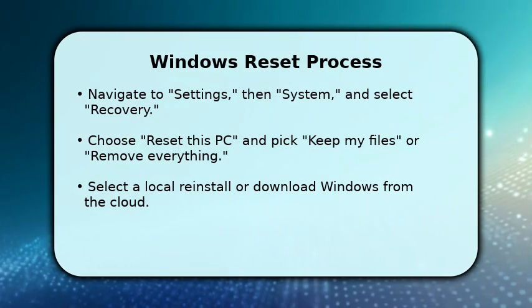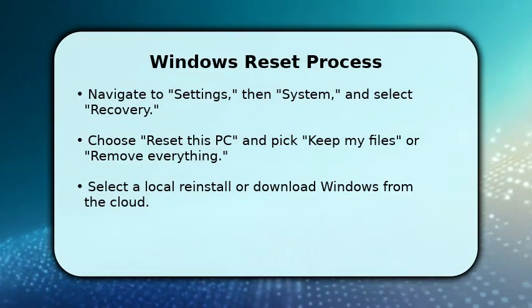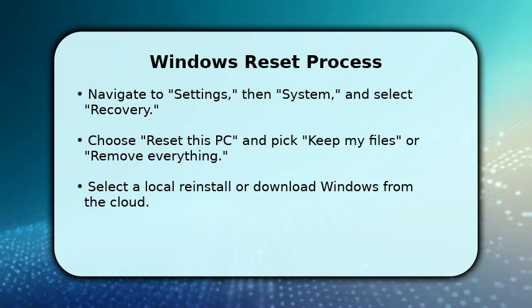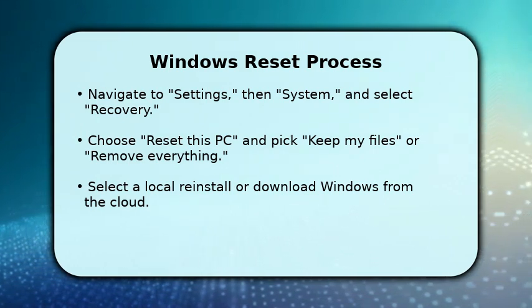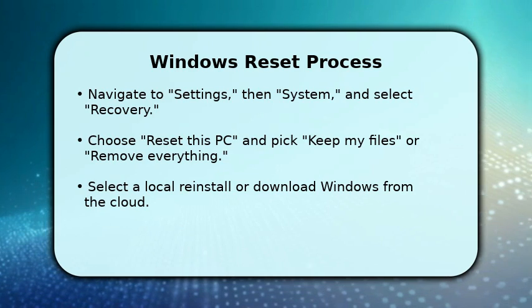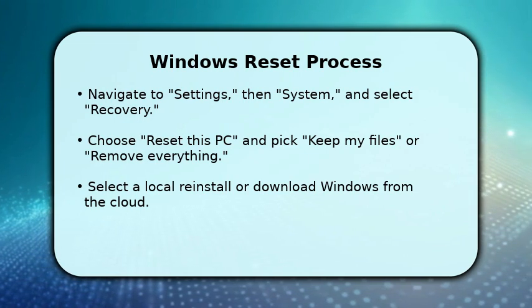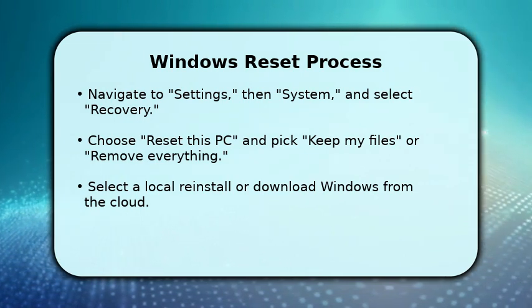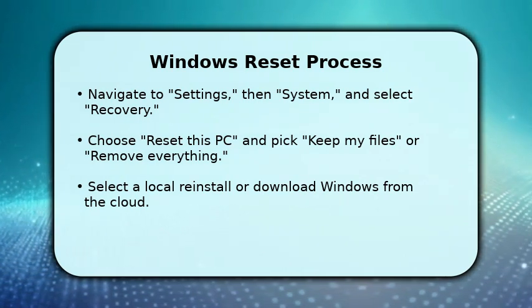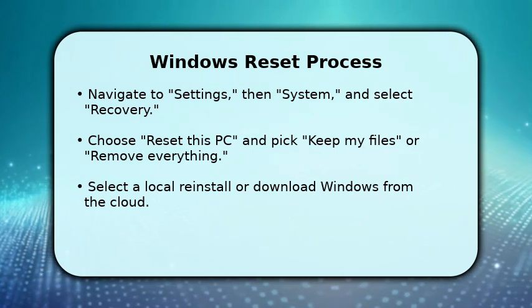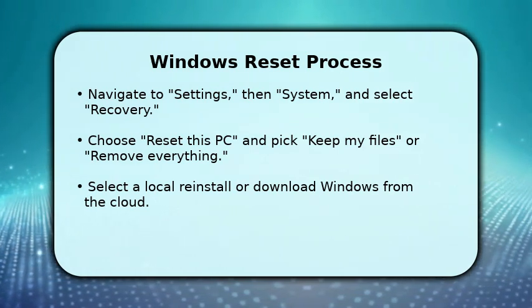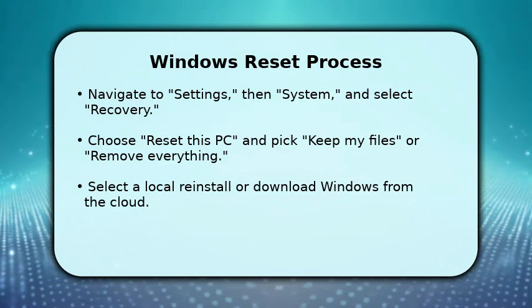For Windows users, begin by opening your settings and navigating to the Recovery section. Here, you will find the Reset This PC option. You can choose to keep my files to retain personal data or remove everything for a complete wipe. Then, decide if you want to reinstall Windows locally or download a fresh copy from the cloud. This process typically takes between 15 and 30 minutes.